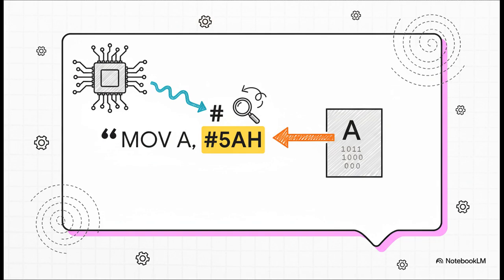Now, see that hash symbol? That's the crucial clue. It tells the processor, hey, the value you need is right here, immediately after me.